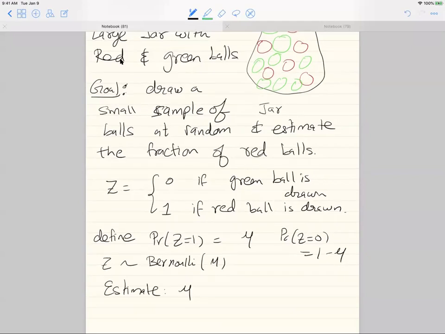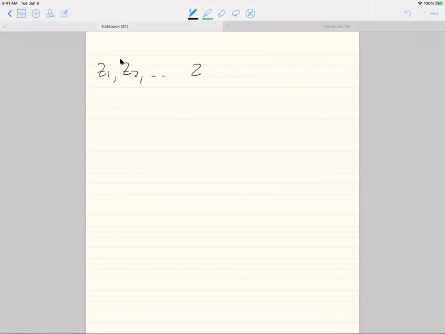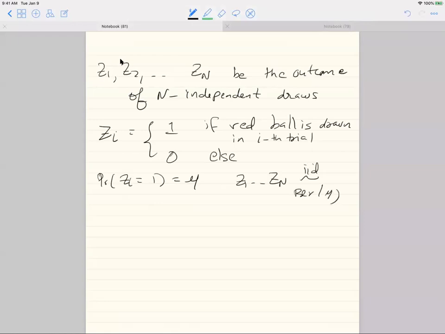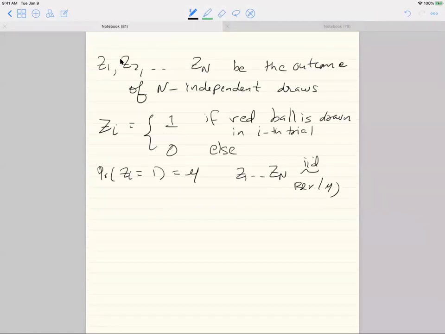So what we do is we make n independent draws. Let Z1, Z2, up to Zn be the outcomes of n independent draws. Each Zi is 1 if a red ball is drawn in the ith trial or ith draw, and 0 if a green ball is drawn. So the probability that Zi equals 1 is mu, and of course we assume that Z1 to Zn are IID Bernoulli(mu). We don't know mu, we just observe Z1 to Zn.